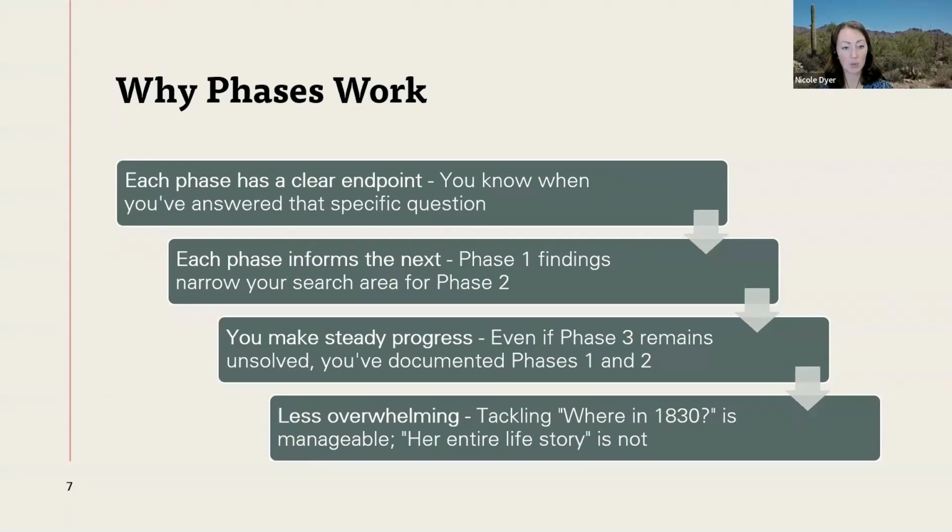Breaking it into phases helps you make steady progress. Even if phase three remains unsolved, you've at least documented phases one and two. And it's less overwhelming. So tackling where in 1830 is manageable, but trying to find her whole life story is not. And it will make it harder for you to find anything because you'll be searching for just those surface records instead of diving deep into the locality research.